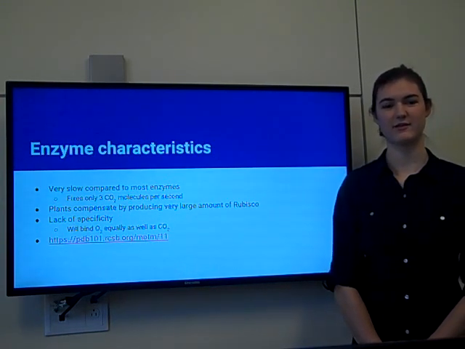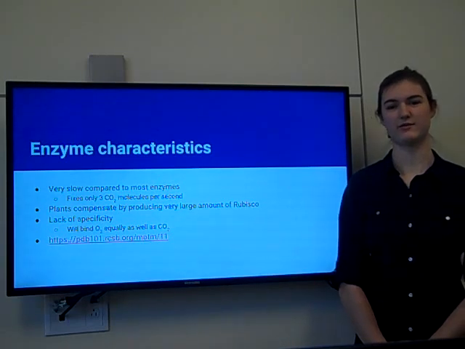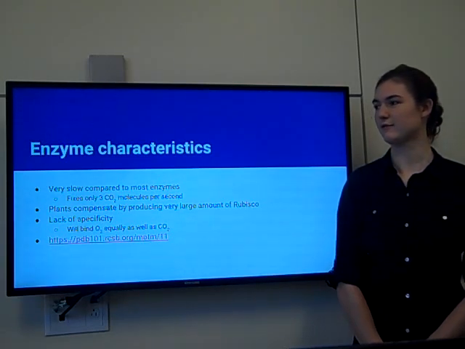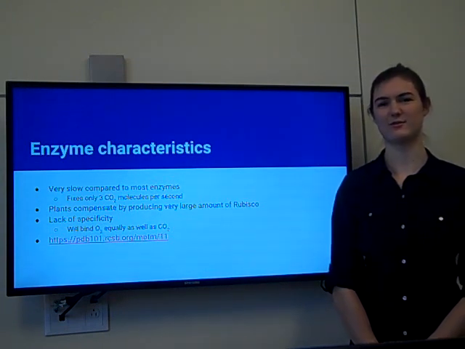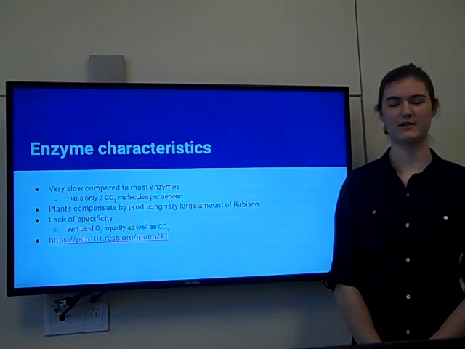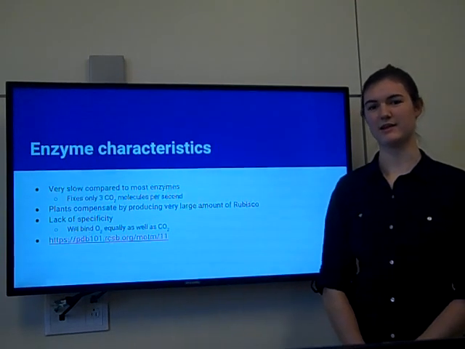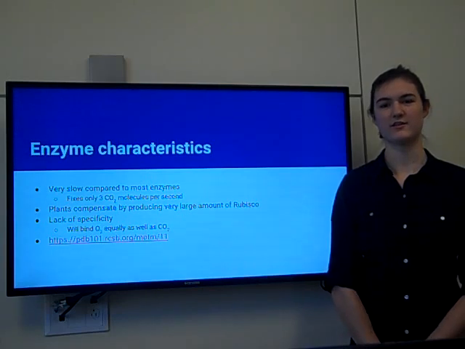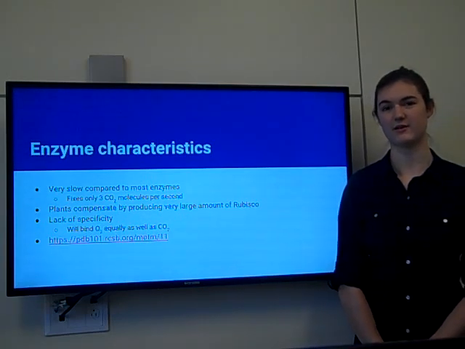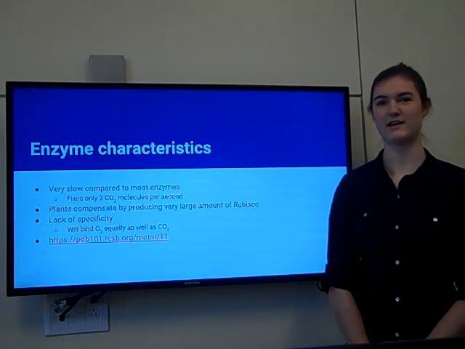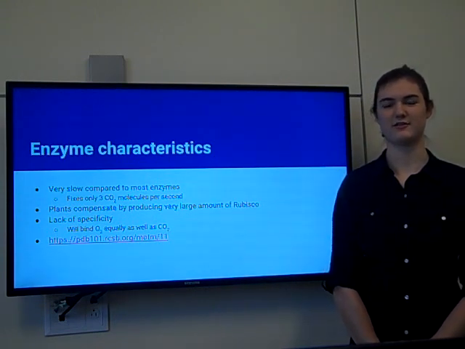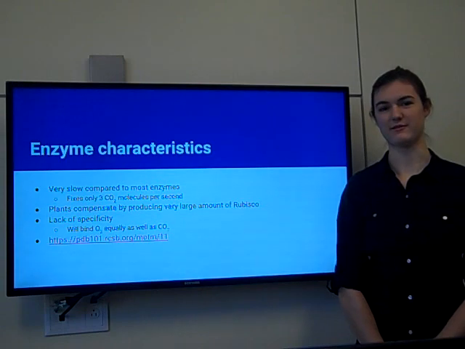To compensate for this, plants produce a huge amount of Rubisco. About half the space in each cell is taken up by chloroplasts full of Rubisco. Another reason for Rubisco being inefficient is that it will bind oxygen just as well as it will bind carbon dioxide, meaning that when oxygen does bind, it has to go through an expensive energetic process in order to get rid of the oxygen and replace it with carbon dioxide.